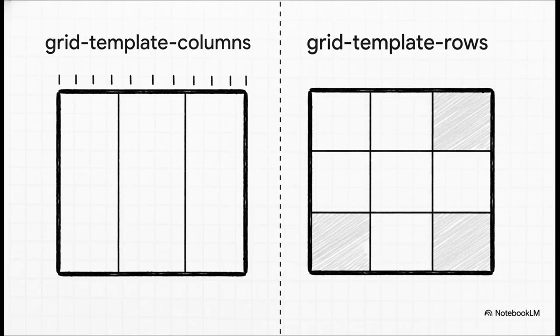These 2 properties are going to be your best friends. Grid template columns, well, it does exactly what it says. It defines the number and the width of your columns, and grid template rows does the exact same thing, but for your rows. You are literally drawing the blueprint for your entire layout.